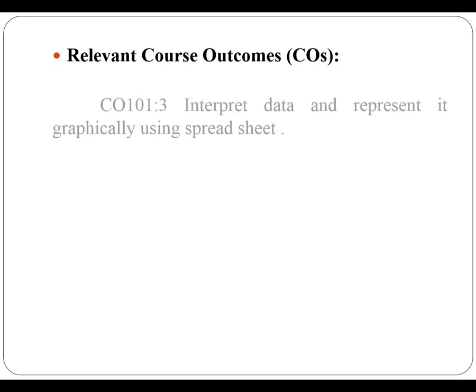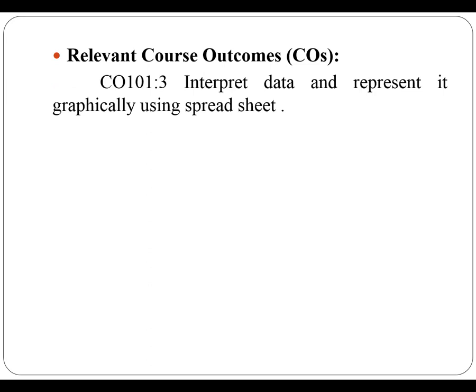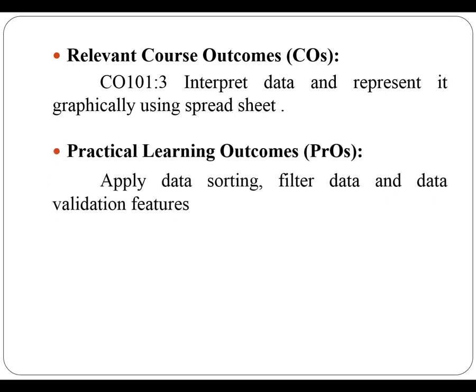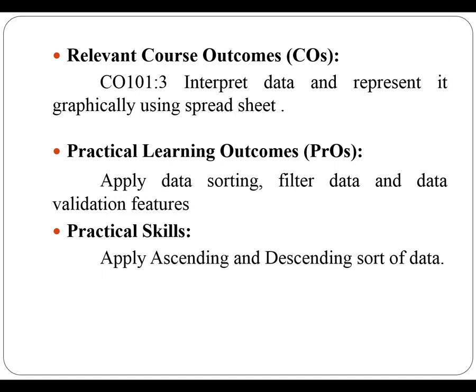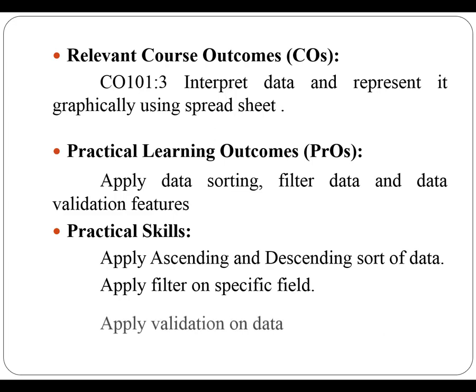The relevant course outcome is interpret data and represent it graphically using spreadsheet. After performing this practical, you will be able to apply data sorting, filtering of data and data validation features. To perform this practical, you need some practical skills. First, you have to apply ascending and descending sort of data of spreadsheet. You have to apply filter on specific field of spreadsheet, and also you have to apply the validation of data of spreadsheet.